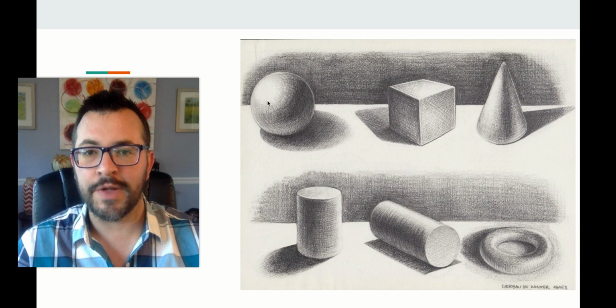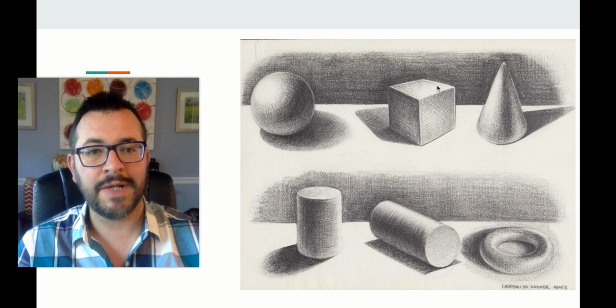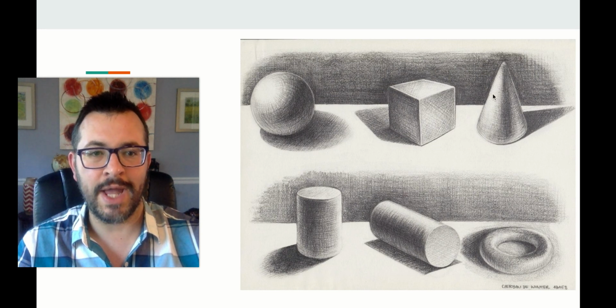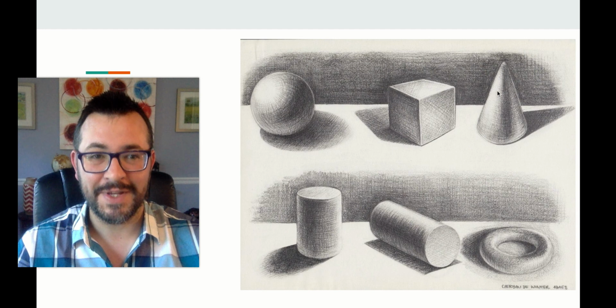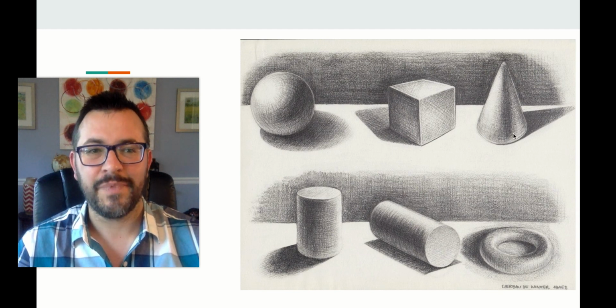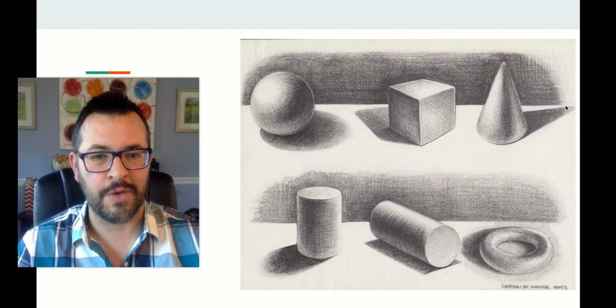On this sphere, it's coming from the top left. The light is coming this way. This is the highlight. This is the shadow. This is the cast shadow. But on this box, the light is coming from up here. The top is actually the lightest part, and the dark side is down here with the shadow and the cast shadow. For this cone, the light source is coming in from the left, making the left side the highlight, the right side in shadow, and then the cast shadow off to the right.